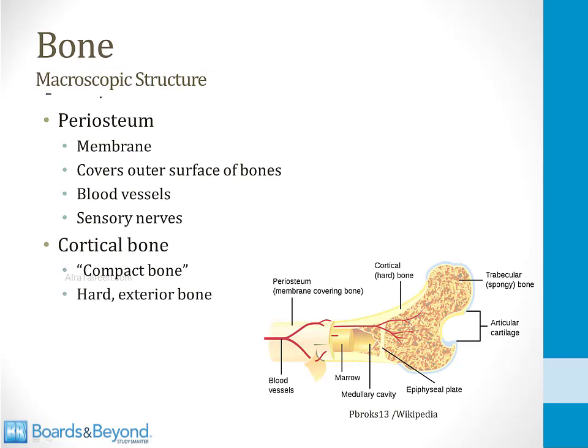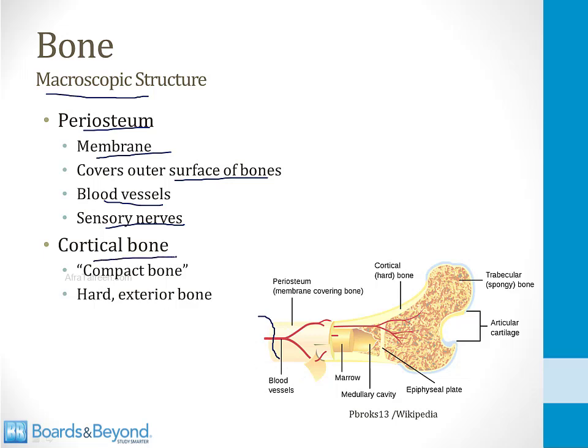Now let's talk about the macroscopic structure of bones. The periosteum is the outer membrane that covers the outer surface of bones. It contains blood vessels, it contains sensory nerves. If you look at this picture on the screen here, the periosteum is this outer layer seen surrounding the long bone, and it contains the blood vessels.